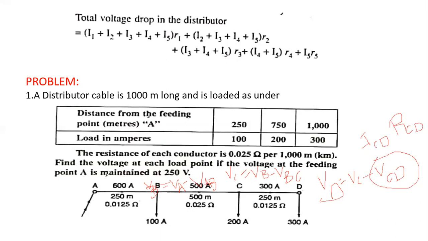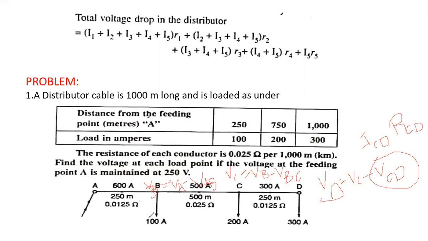These are the voltages at various points, and VAB is the voltage drop at various sections. We have a small difference between the voltage at a particular point and the voltage drop at various sections.